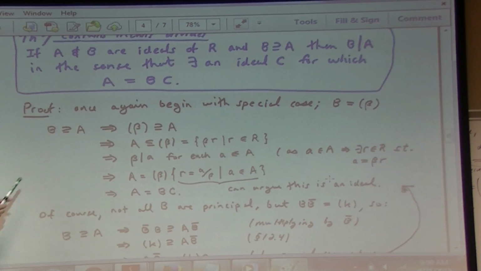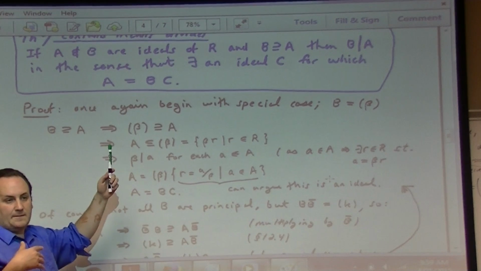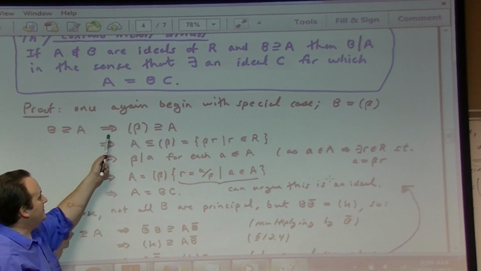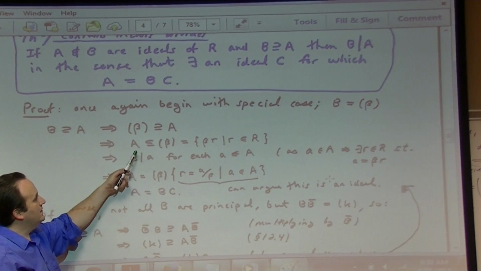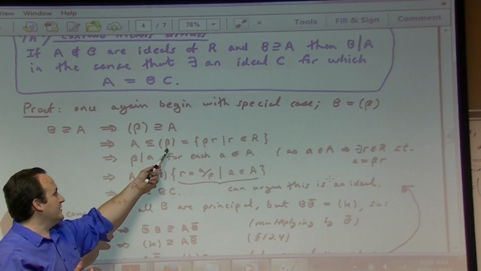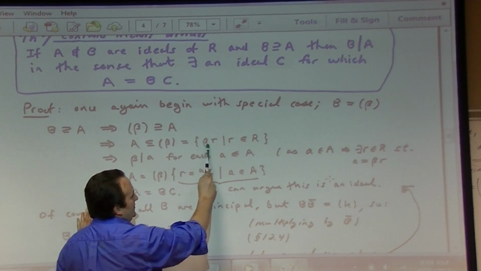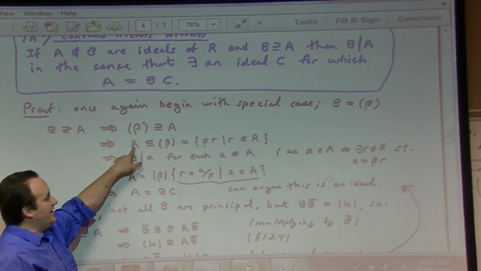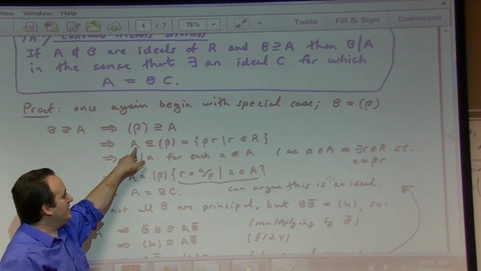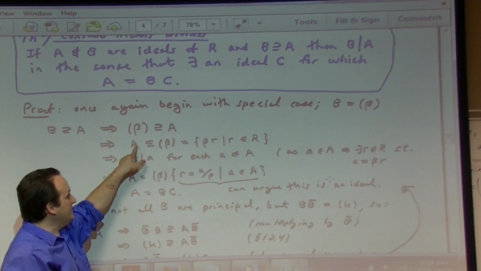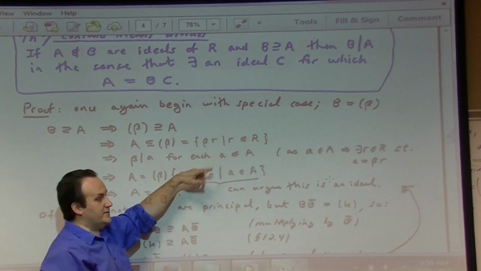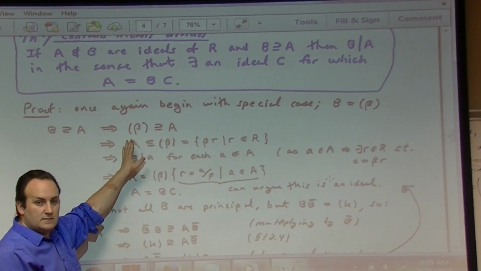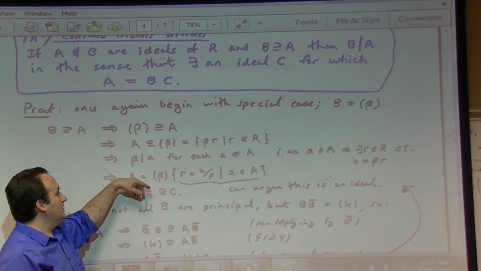this makes sense. If B contains A, well, again, begin with the case B is principal. So if B is principal, that means B is generated by beta for some ring element beta. So if B contains A, it means that the ideal generated by beta contains A. But that means A is a subset of this. And what is the ideal generated by beta? It's nothing more than ring multiples of beta, beta R, such that R is in the ring. What does that mean? Think about this. If little a is an element of A, that means that a is also an element of this set. That means that a is equal to beta R for some R. So everything in A, little a, is equal to beta R for some R, which means that beta divides a for each a in the set A.